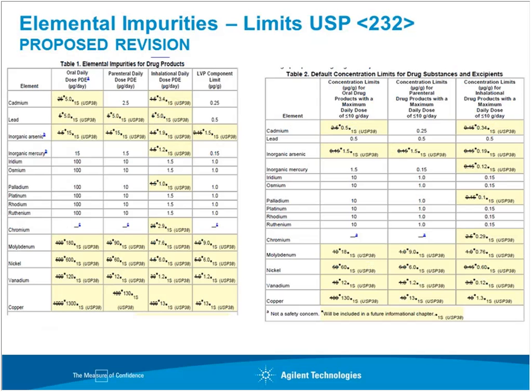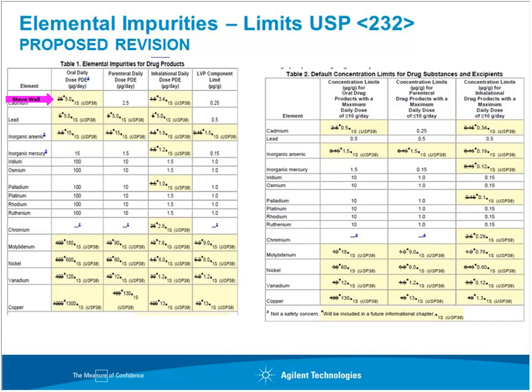For Table 1, what we can see across the top is the route of administration, for example, oral, parenteral, or inhalation. And then down the side, we can see the different elements: cadmium, lead, arsenic, mercury, etc. USP did a really nice job in the revision, because anything that's been proposed to be changed is highlighted in yellow. Not only is it highlighted in yellow, but the previous value is still shown, just crossed out, and you can see the proposed value next to it.